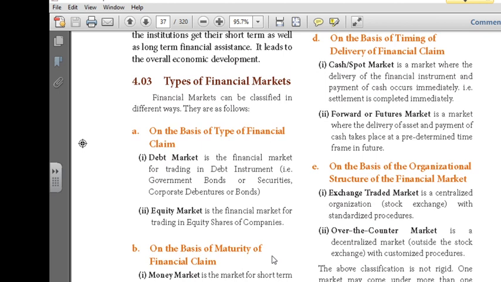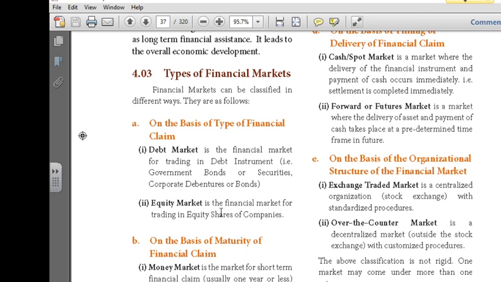On the basis of type of financial claim, we divide it into two: the debt market and the equity market. What is the debt market? It is for trading instruments like government bonds, securities and corporate debentures or bonds. So the debt market refers only to government bonds and securities, and corporate debentures. Let me say the differences between bonds and debentures. Bonds are for a specific period. Debentures come with rules and regulations. Government bonds are exclusively for the central and state governments. Corporate is for business.